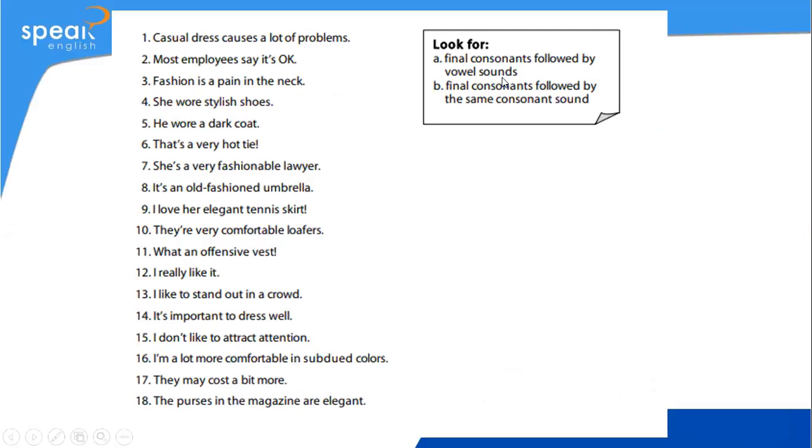Okay, so here we are looking for final consonants followed by vowel sounds and final consonants followed by the same consonant sound. And also rule number one. Okay, how do we pronounce number one here? Can you tell me? Where do we link the sounds? Where do we connect them? In number one, where do we connect the sounds? Consonant plus vowel. Where is it?